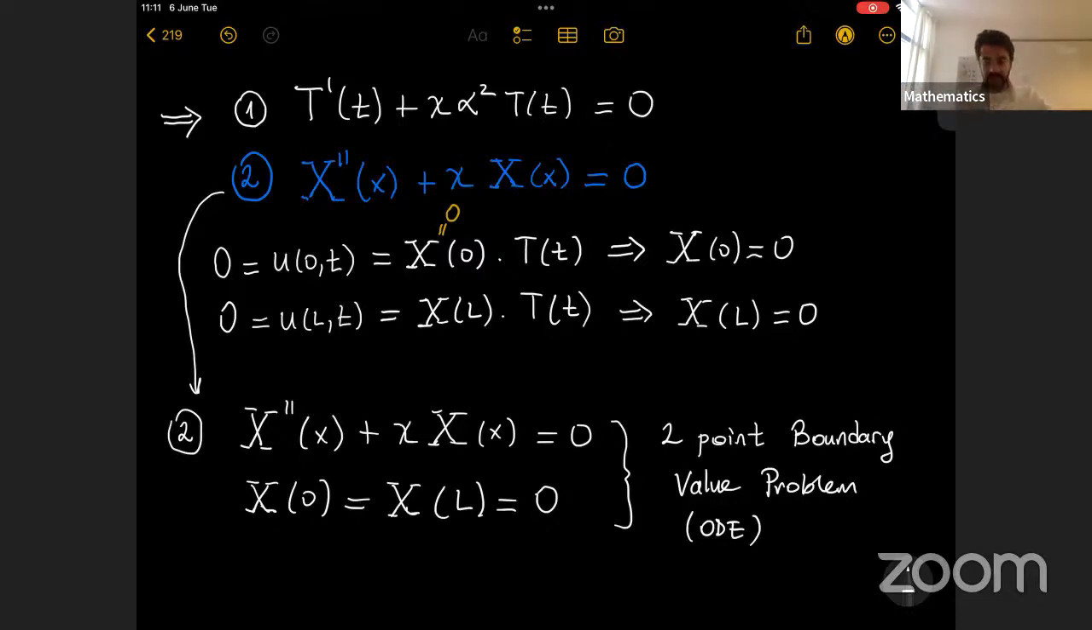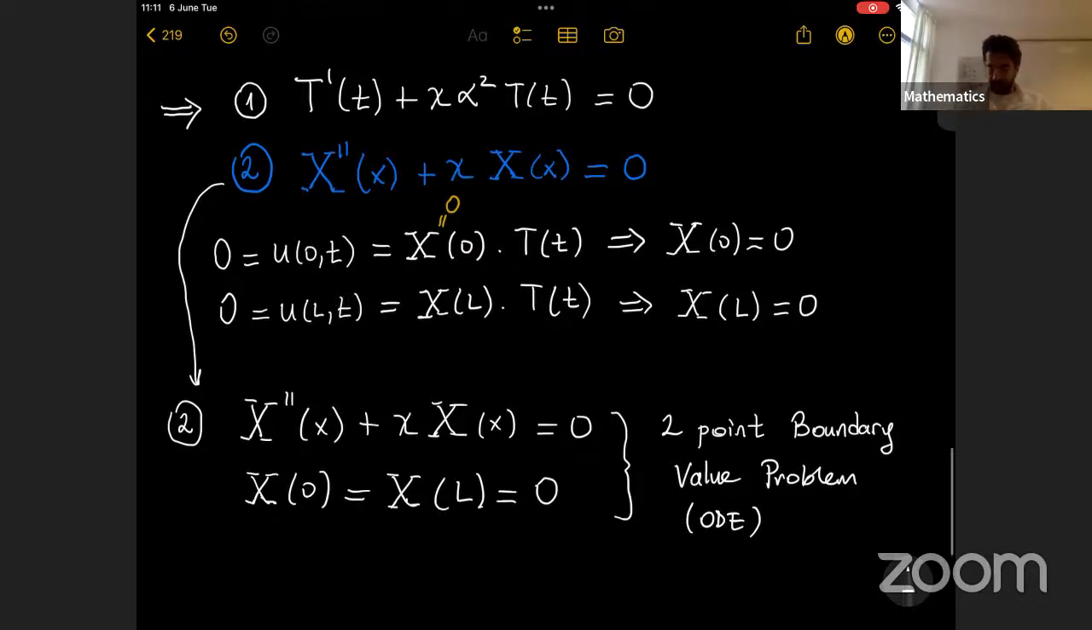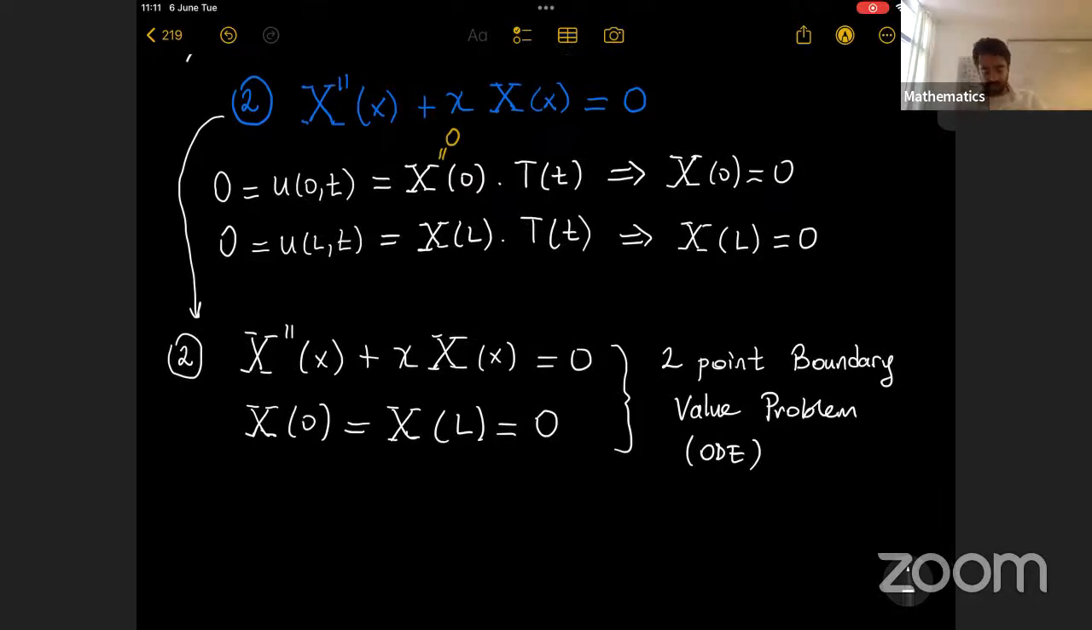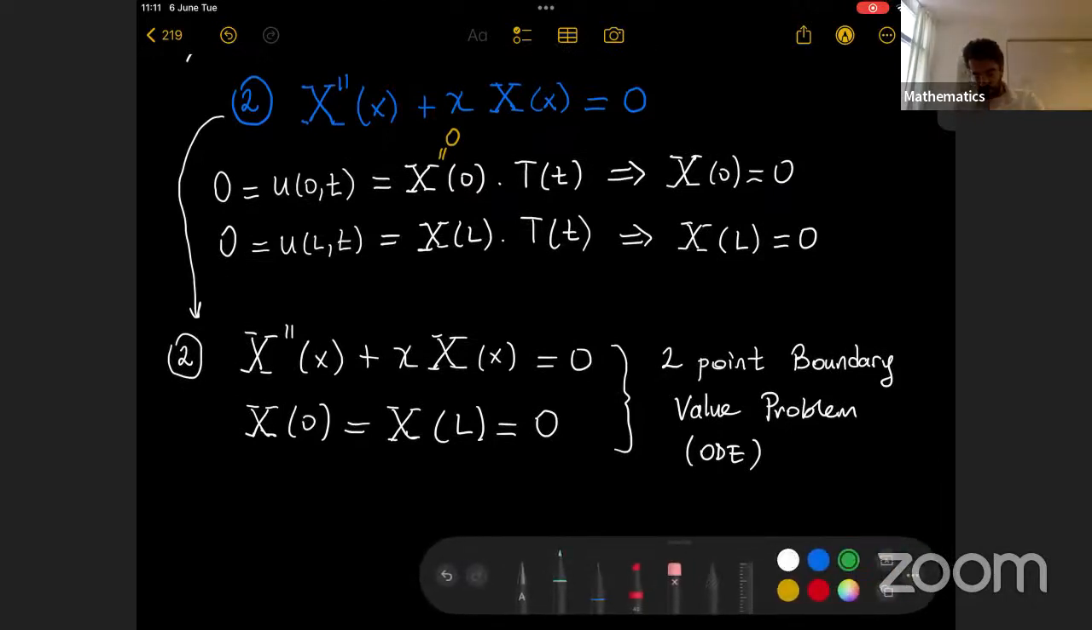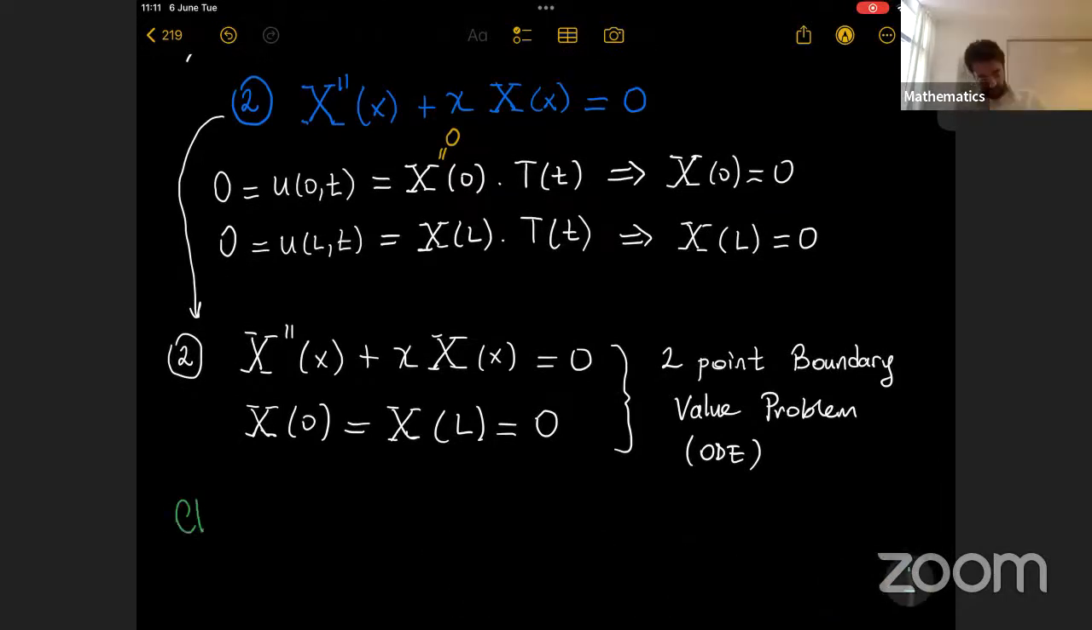All right, let's try to solve this equation. To solve this, we need to write the characteristic equation.